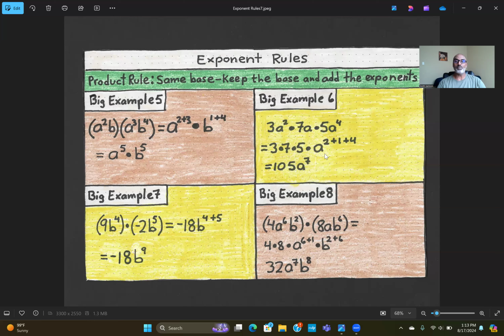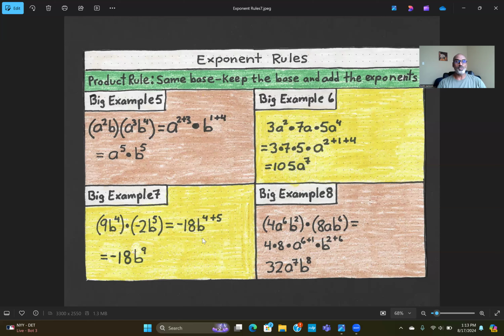We have 3 times 7 times 5, and then we're going to keep that same base of the a, but we're going to just add the exponents. And so it's really a raised to the second power plus the first power plus the fourth power. As you see right here, because we have a to the second power, a to the first power, and a to the fourth power, we're just going to add those exponents. And so when we do that, 3 times 7 times 5 will give us 105, a raised to the seventh power, because 2 plus 1 plus 4 will give us 7.